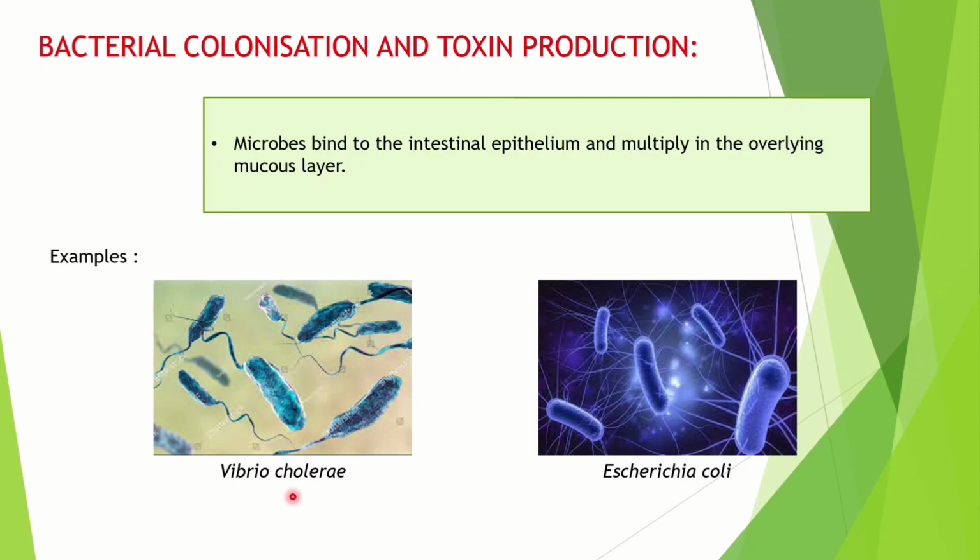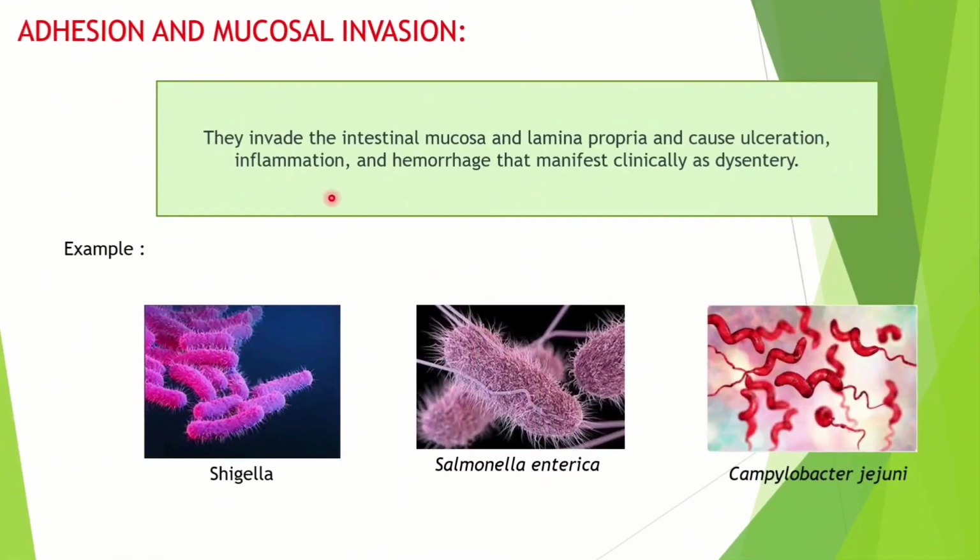Another way is through adhesion and mucosal invasion. The pathogens, after adhering to the epithelium, invade the intestinal mucosa and lamina propria and cause ulceration, inflammation, and hemorrhage that manifest clinically as dysentery. Example: Shigella, Salmonella enterica, Campylobacter jejuni, which causes food poisoning.